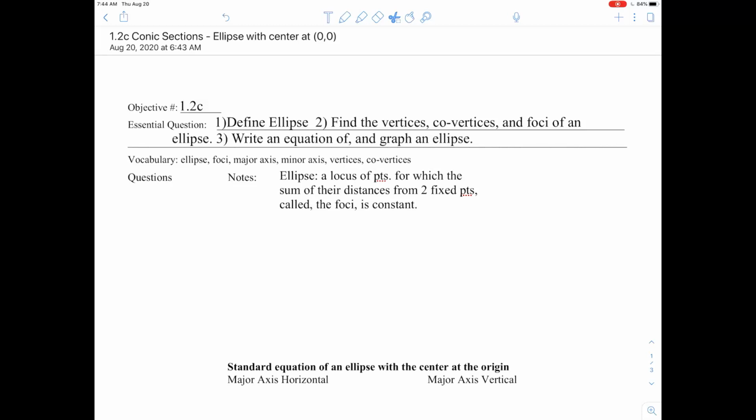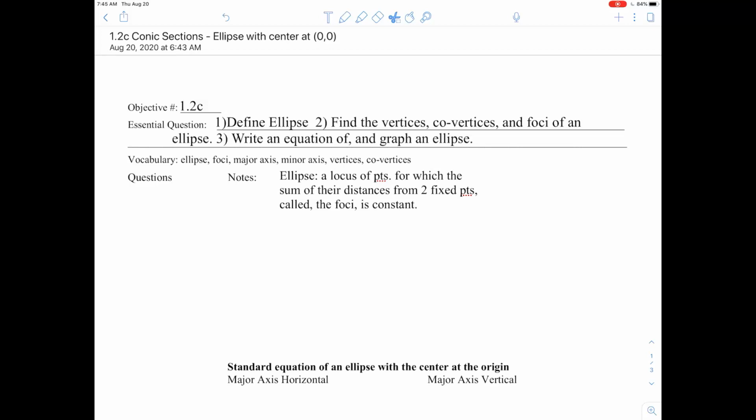Now, an ellipse is like a circle. It's just been smushed. Okay, so what is an ellipse? Is a circle that's been smushed, right? And so it basically has a long diameter and a short diameter, and then a lot of diameters that are in between. Okay, so an ellipse is a locus of points, right?